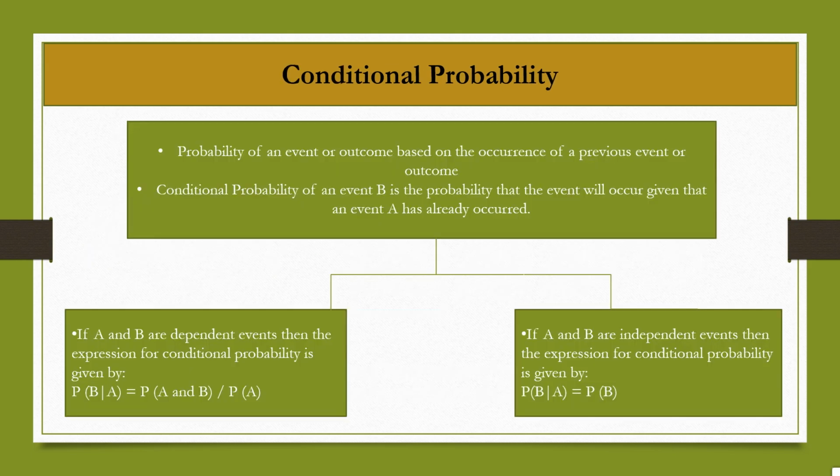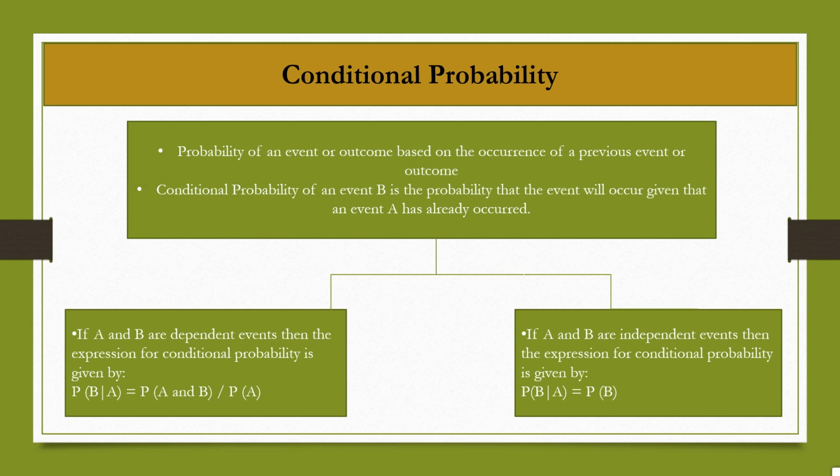Moving on, let's look at what exactly conditional probability is. If the probability of an event or an outcome is based on the occurrence of a previous event or outcome, then you call it a conditional probability. The conditional probability of an event B is the probability that the event will occur given that the event A has already occurred.